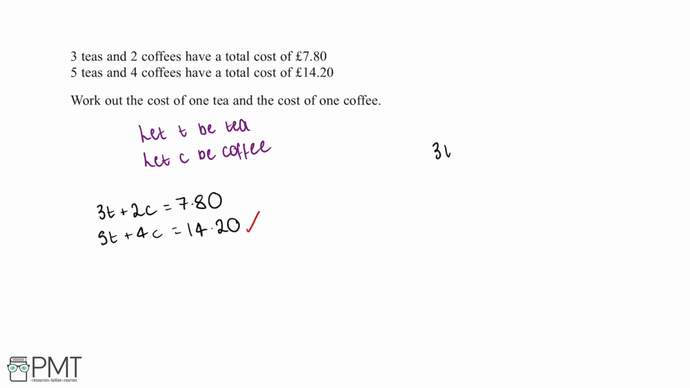So 3t plus 2c equals £7.80. Now if we multiply both sides by 2, 3t times 2 will give us 6t, 2c times 2 will give us 4c, and £7.80 multiplied by 2 gives us £15.60.